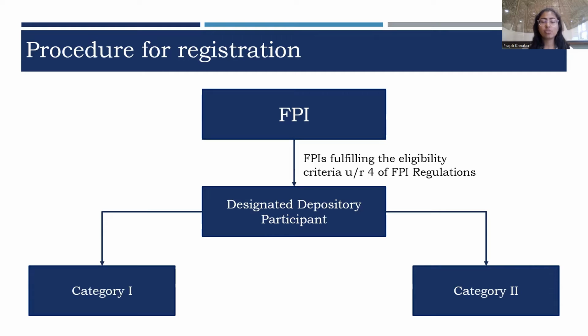Category 1 FPI usually comprises of government related investors, institutional investors, endowment funds, etc. Whereas category 2 comprises mainly of those investors who cannot be registered as Cat 1 FPIs and also includes individuals, corporate houses, charitable funds, etc.